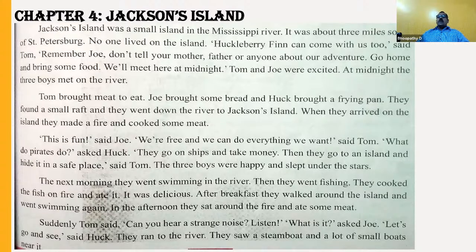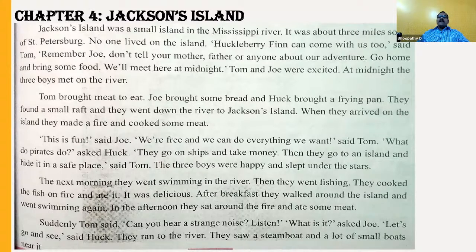Huckleberry Finn also joined. All three went to the island. So remember, Joe, don't tell your mother, father, or anyone about our adventure. So the three boys wanted to go to that island without telling the parents at home. So they went. Tom brought some meat from home to eat there. Joe brought some bread. Huckleberry Finn brought a frying pan. So they found a small raft and they went to the island by the raft.